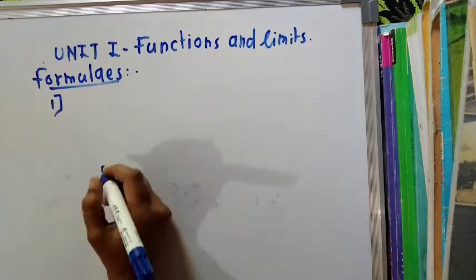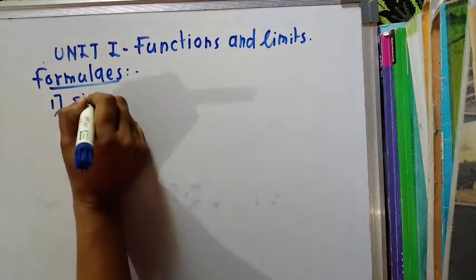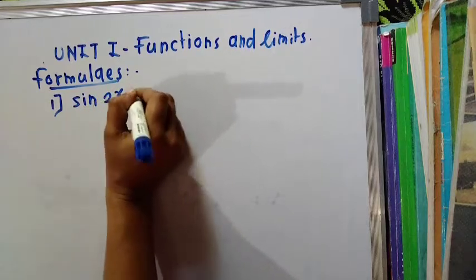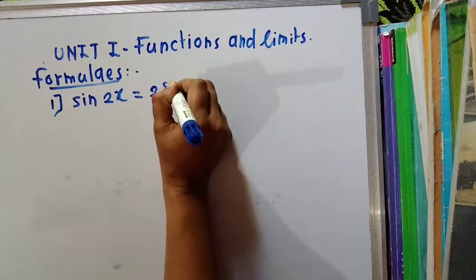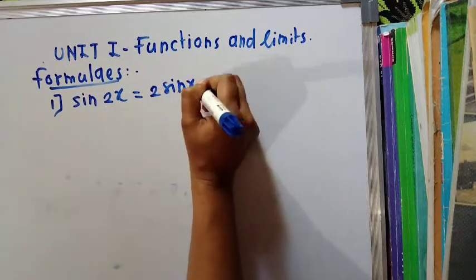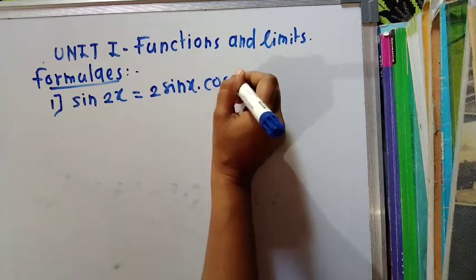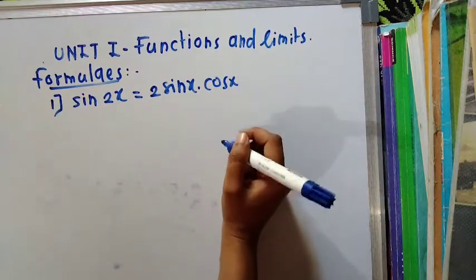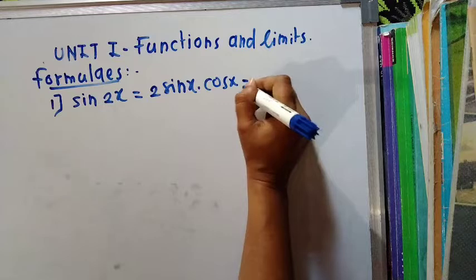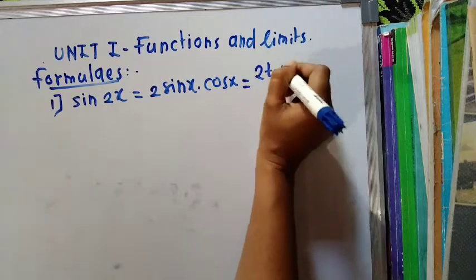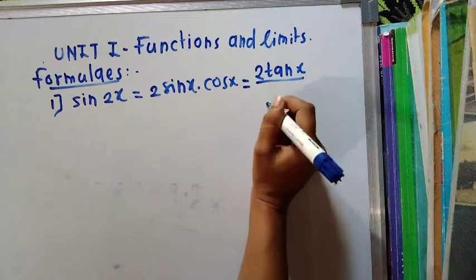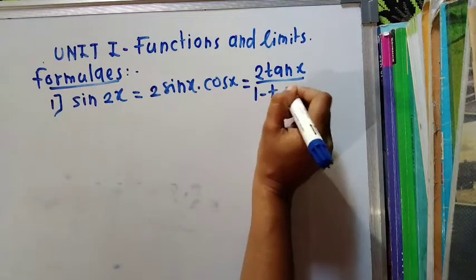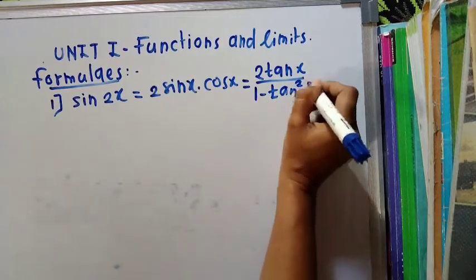First formula, sin 2x, which is equal to 2 sin x into cos x, which is equal to 2 tan x divided by 1 minus tan square x.